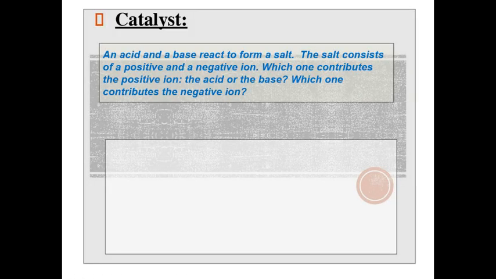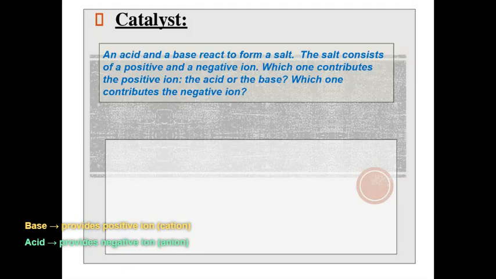Great question. When an acid and base combine, they create a salt through neutralization. The base is your source of the positive ion. It provides the metal cation. The acid contributes the negative ion, which is the anion.